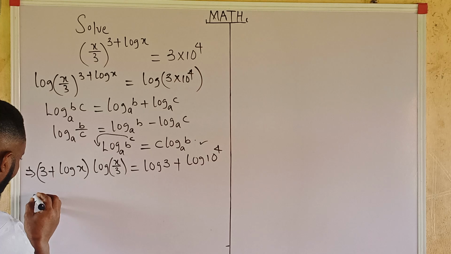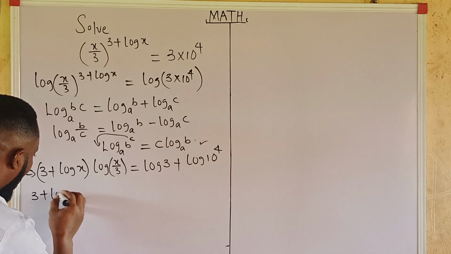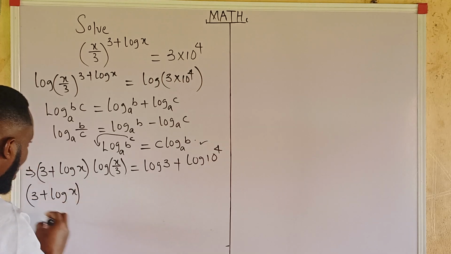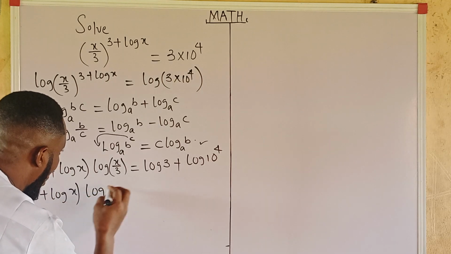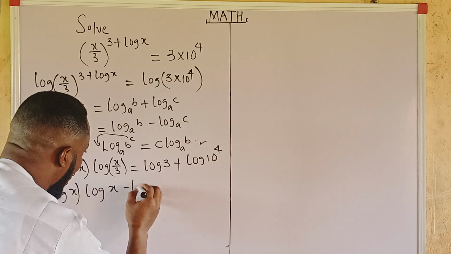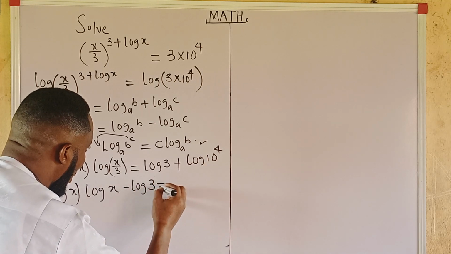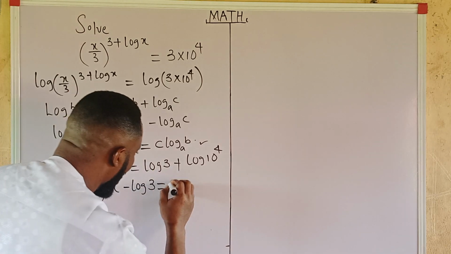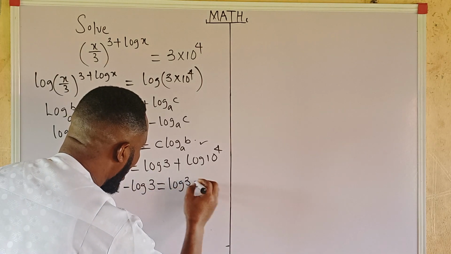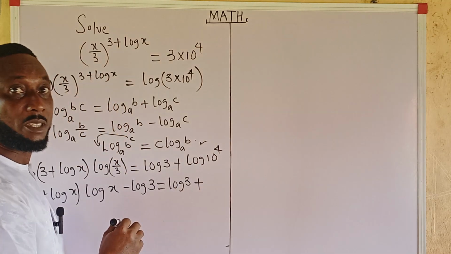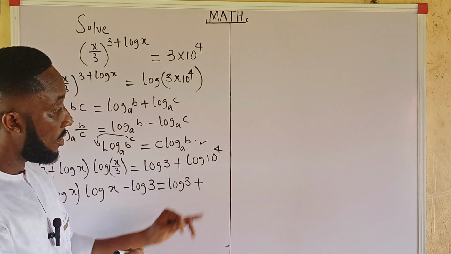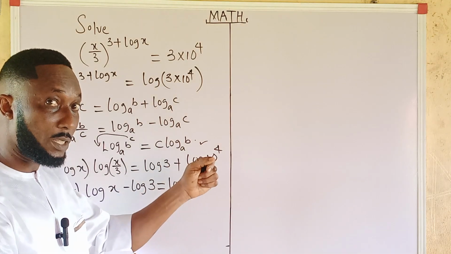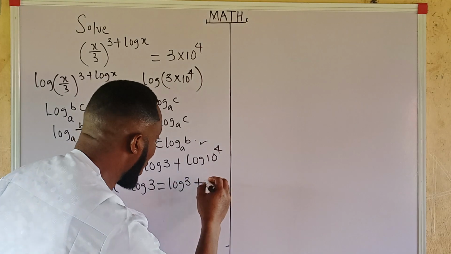So this is going to give us 3 plus log of x, I'll put this in parentheses, times log of x minus log of 3 equal to, now here we have log of 3. Here, log to base 10 of the argument 10 to the fourth. Before it comes to the front, we have log to base 10 of the argument 10, which is 1. So 4 multiply 1, that will be 4.